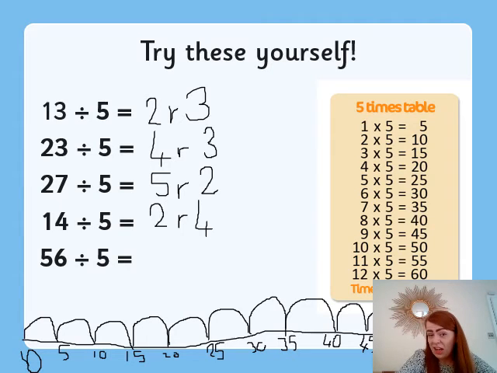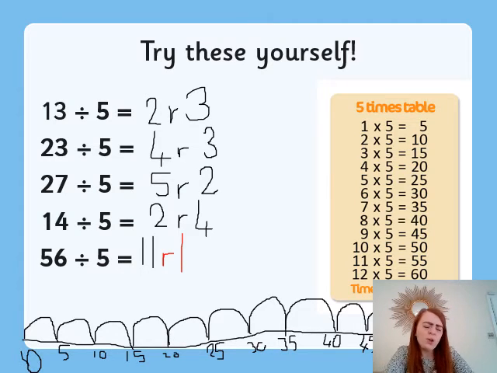So let's count how many jumps of 5 I actually did then. I did 1, 2, 3, 4, 5, 6, 7, 8, 9, 10, 11. So it's 11, but I need to remember I've got a remainder there. So 55 add what equals 56? 55, 56. Oh, 1. So it's 11 remainder 1.